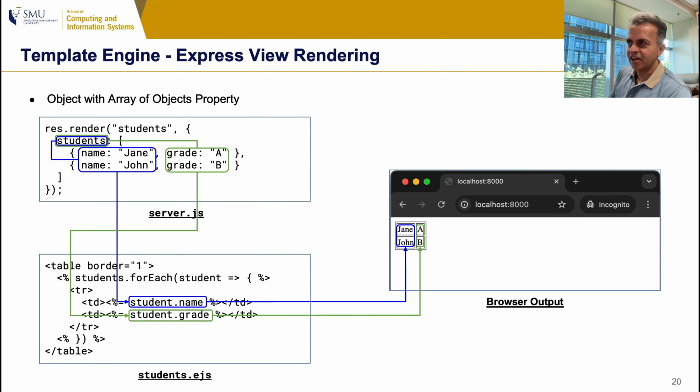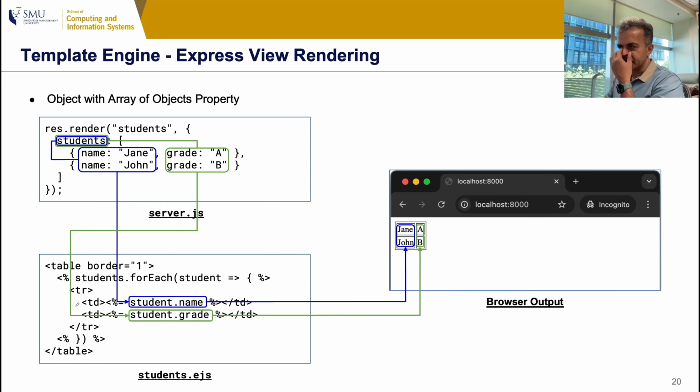Then array can be an array of objects. This is probably the way you will end up using it when you have a real application, maybe like in your project. You will probably have a render statement with a view students, for instance. That means students.ejs will be there in my views folder, and that is getting an object which has property students, which is an array, and that is an array of objects. This is an object for student, there's a second student.